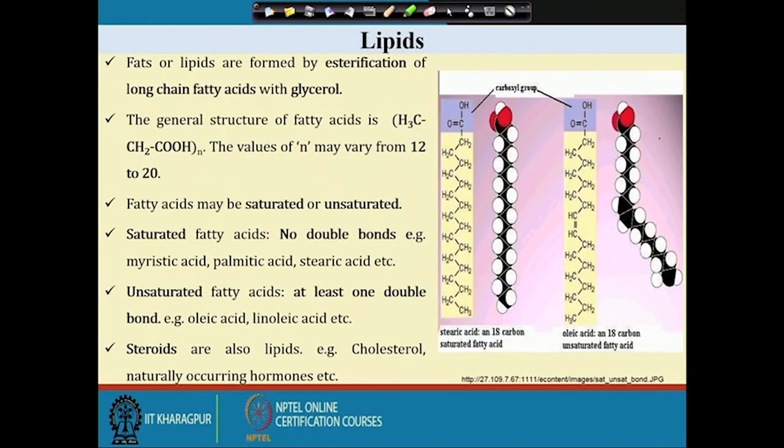Now, next come to the lipid molecule. As you know, lipid is the major source of energy. If you look at the energy content in lipid, it is much higher as compared to carbohydrate molecules. Now, fats or lipids are formed through the esterification of long chain fatty acids with glycerol. So they form the esters.